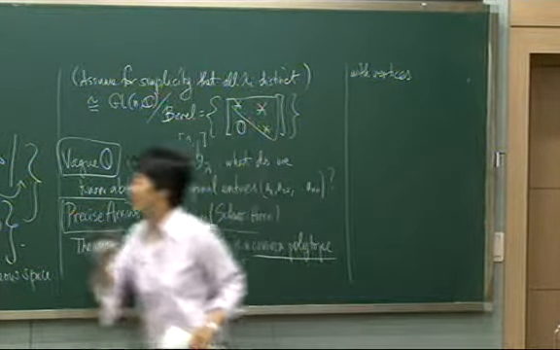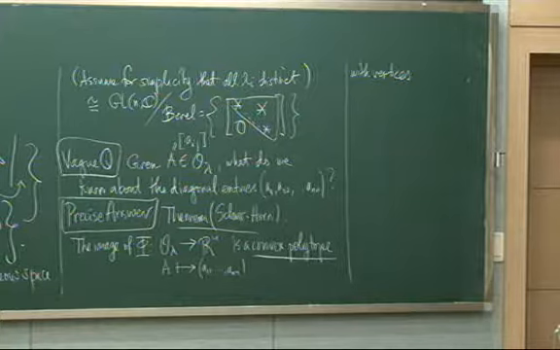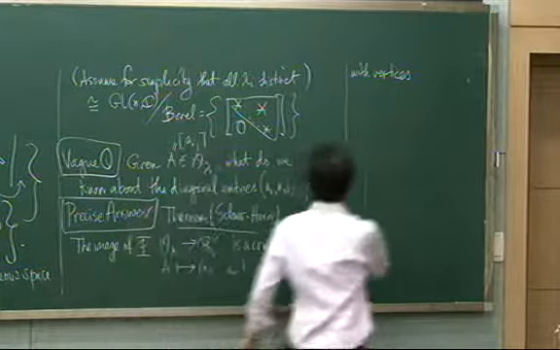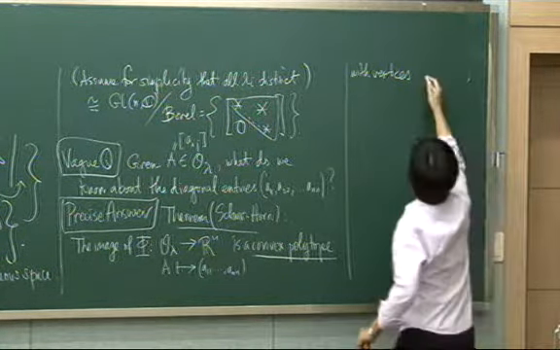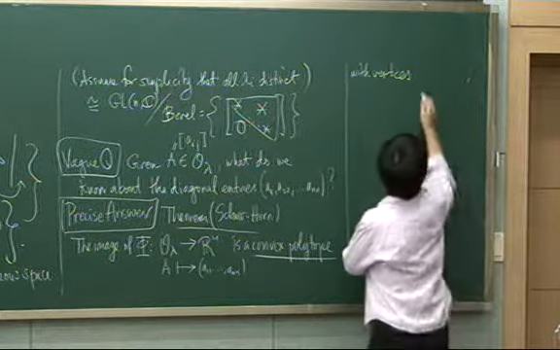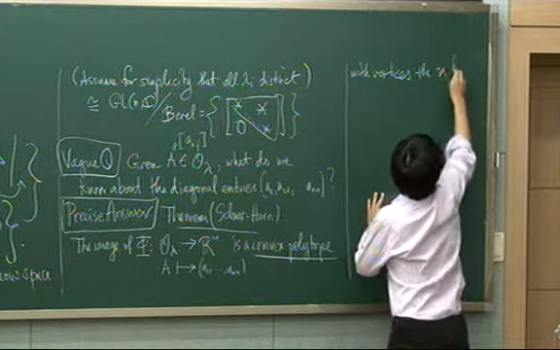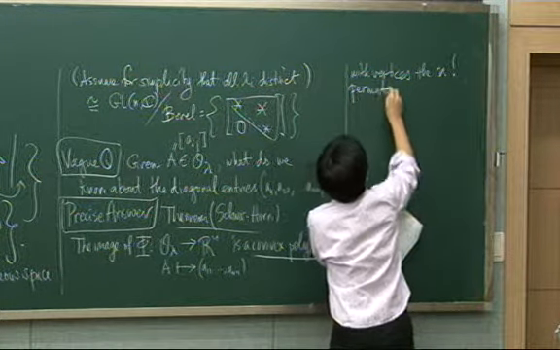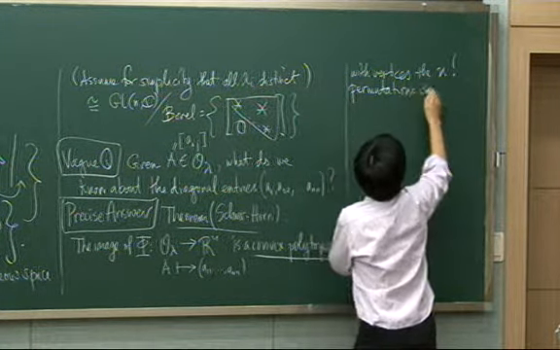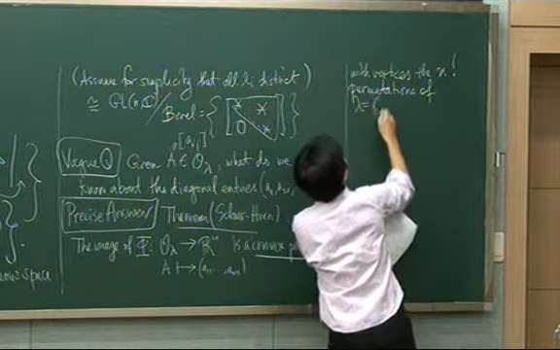Oh, and I guess while I'm writing there, I should erase this board. Okay. So the image is a convex polytope, and in fact, I can tell you exactly what the vertices are. With vertices, the n factorial permutations of lambda.